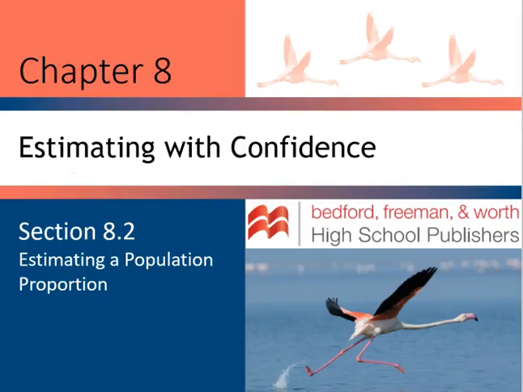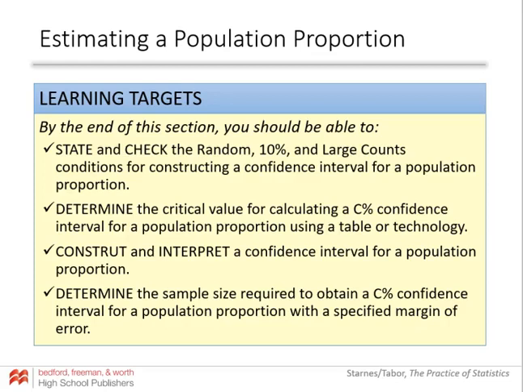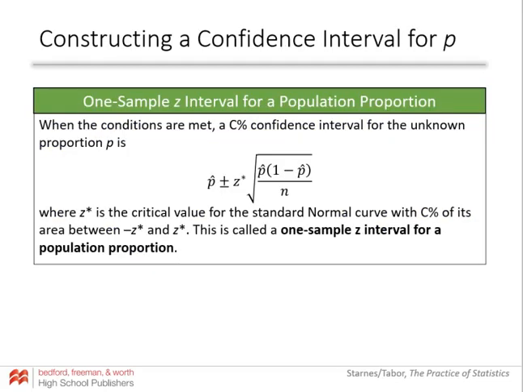Section 8.2, we're going to look at creating confidence intervals for population proportions. The process is to create a one sample Z interval for a population proportion. This formula is how we get our interval. We're going to do p hat, our sample proportion, plus or minus some margin of error. And this formula is our formula for margin of error.